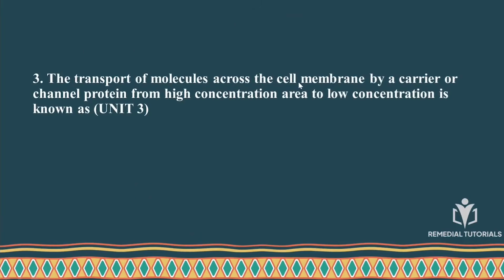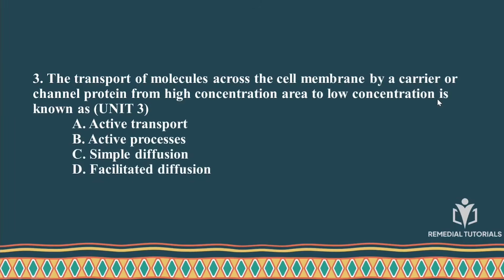Question number 3. The transport of molecules across the cell membrane by a carrier or channel protein from high concentration area to low concentration is known as, from unit 3. A. Active transport. B. Active process. C. Simple diffusion. D. Facilitated diffusion.